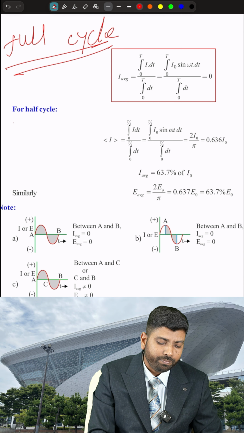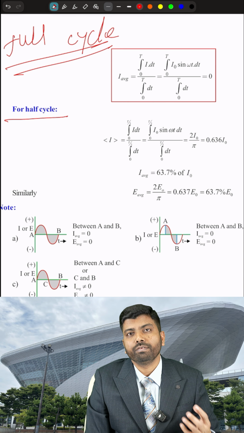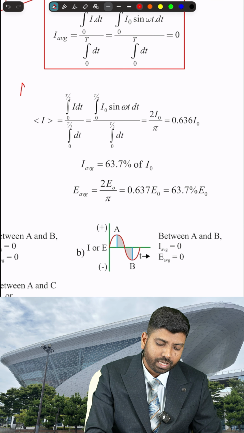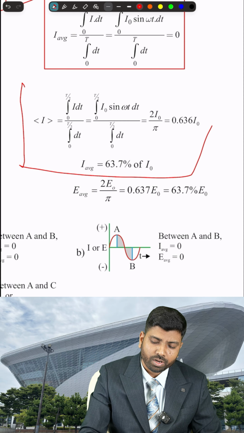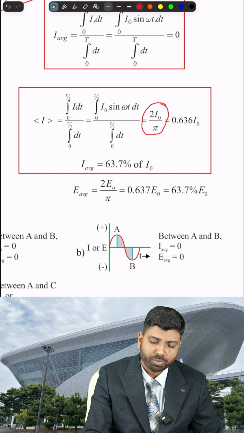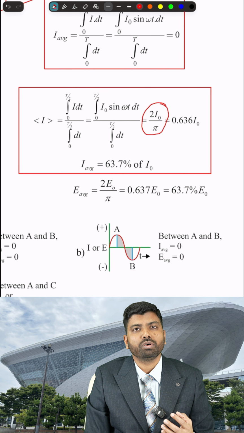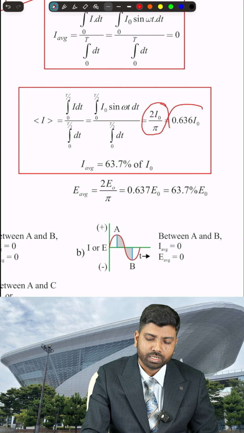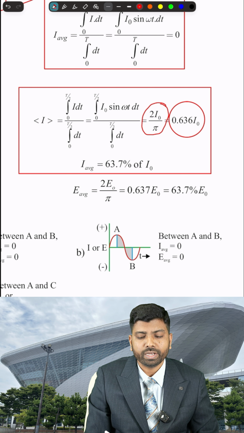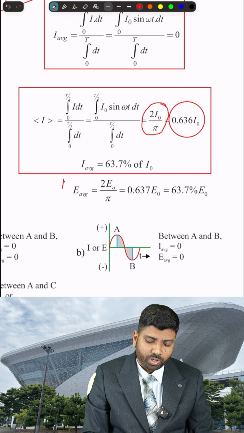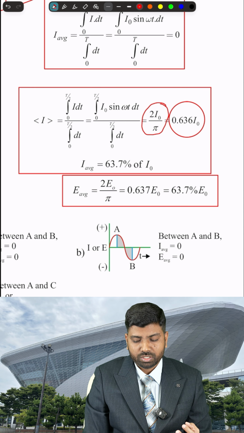In the same way, if you are asked to calculate the average value for half cycle, remember for half cycle it is not 0, and the value is given here, right? The derivation and the value, you remember, it is 2 I naught upon pi, and if we substitute all the values, we get its value as 0.636 I naught, right?